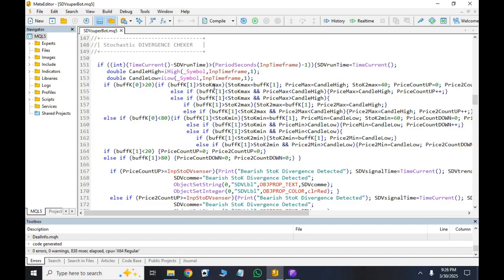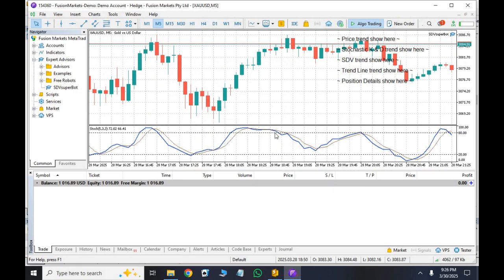Then we check if the Sto value is decreasing and the price value is increasing. So here I explain it. There is a divergence. The Sto value is decreasing.